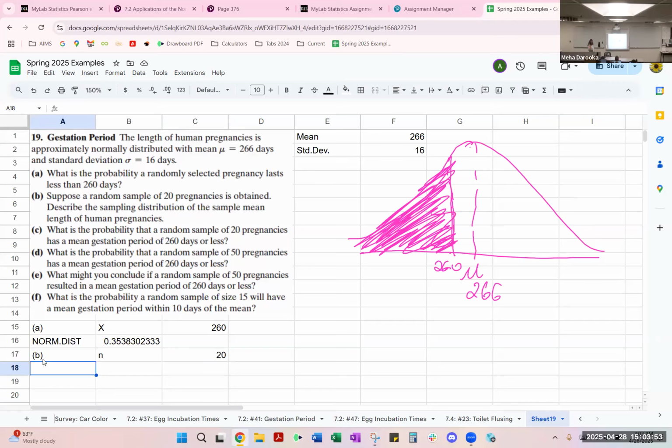Is that too small, Erin? Are you having trouble seeing the numbers? Okay. Because I think I might be able to.